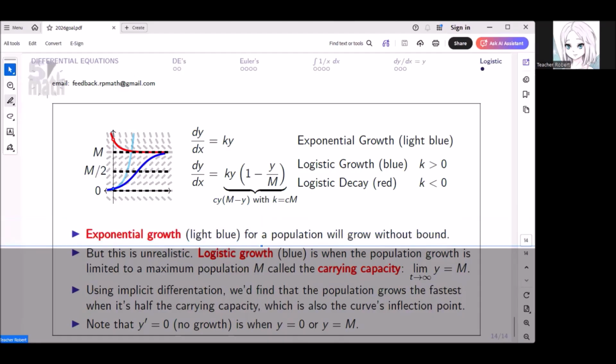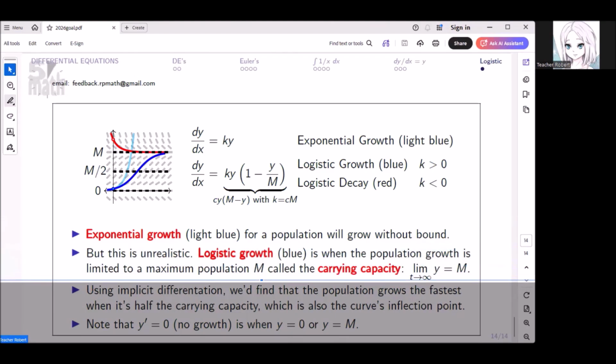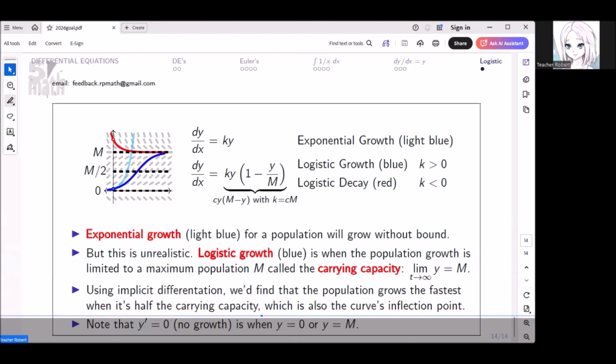Exponential growth, light blue, for population will grow without bound. But this is unrealistic. Logistic growth, blue, is when the population growth is limited to a maximum population, m, called the carrying capacity. Limit as time goes to infinity of y equals m. Using implicit differentiation, we'll find that the population grows fastest when it's half the carrying capacity, which is also the curve's inflection point. Note that y prime equals 0, no growth, is when y equals 0 or y equals m.